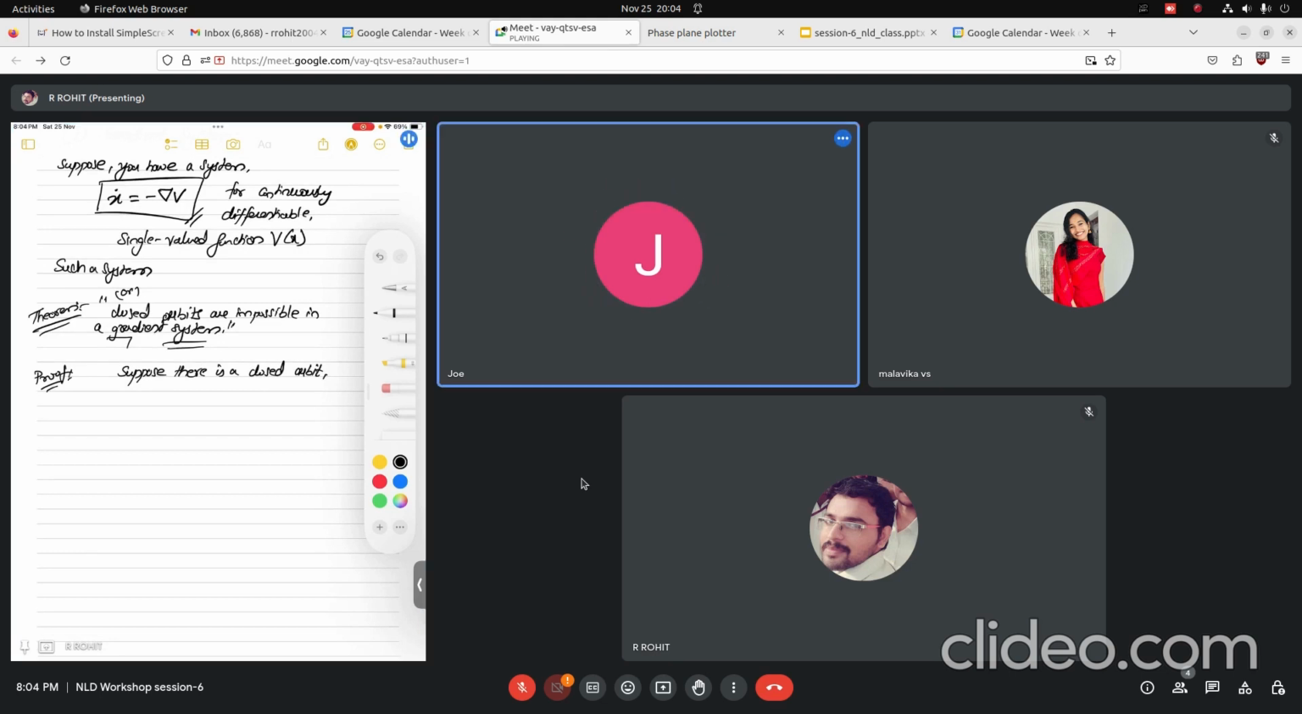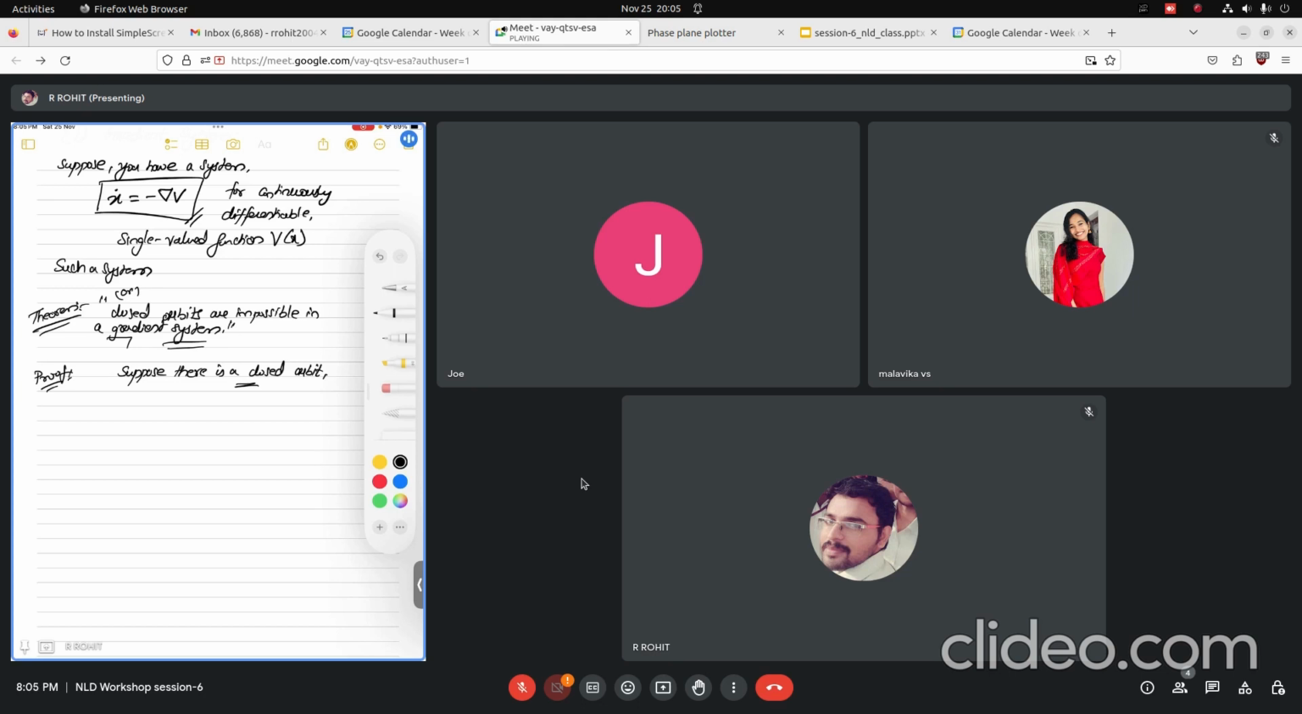Here we will just say that initially there is a closed orbit, and if we are able to contradict it, showing that closed orbits are impossible, then we can say that closed orbits will never be possible in a gradient system. So we will see how that is.